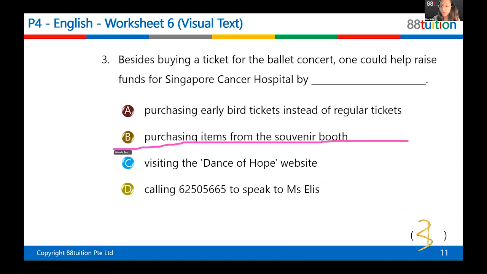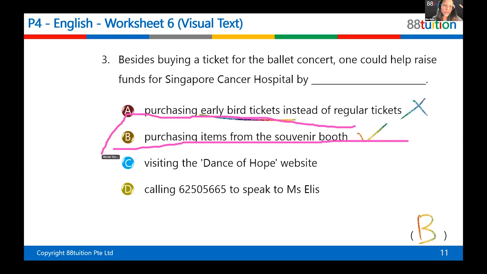They're asking for which one is true, right? So the answer is B. B is the one that is true. This one is false, because if you look at the pricing, the early bird tickets are cheaper. That's why it's called early bird pricing. So by buying a cheaper ticket, you're not helping to promote. It's still cheap, right? Unless you buy the expensive regular tickets. So that's why A is wrong, right?